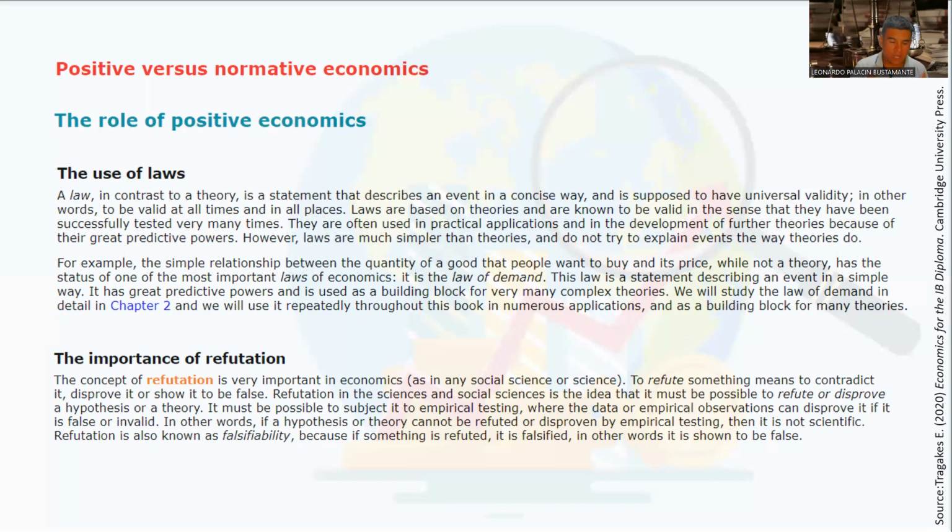Okay, one more time. If a hypothesis or theory cannot be refuted, cannot be disproven, then it is not scientific. Refutation is also known as falsifiability, because if something is refuted, it is falsified. In other words, it is shown to be false.